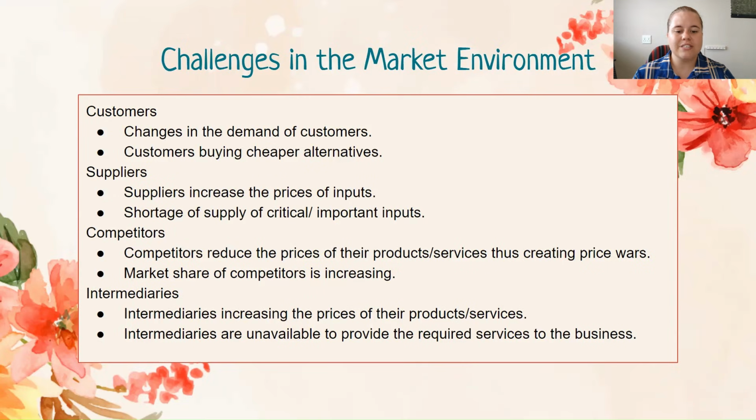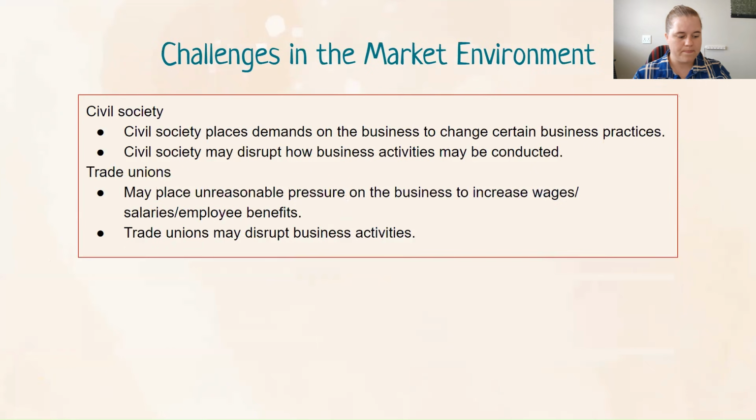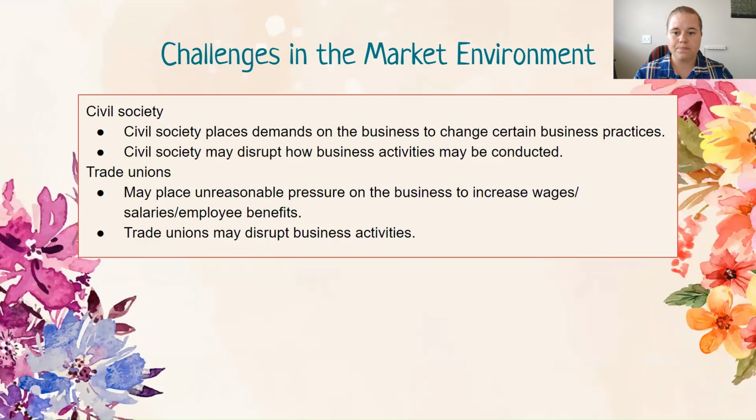Intermediaries. This increases the price of their product or services. Intermediaries are unavailable to provide the required service to the business. Okay, continued. Civil society. This places demands on the business to change certain business practices. Civil society may disrupt how the business activities may be conducted. Trade unions. They may place unreasonable pressure on the business to increase wages, salaries, or employment benefits. Trade unions may disrupt business activities.